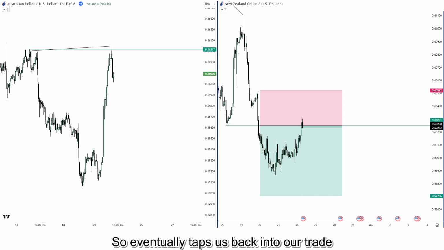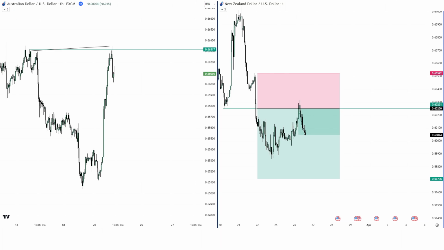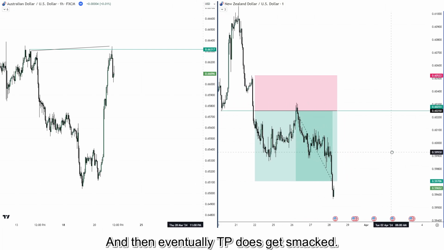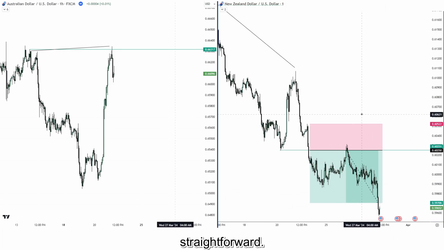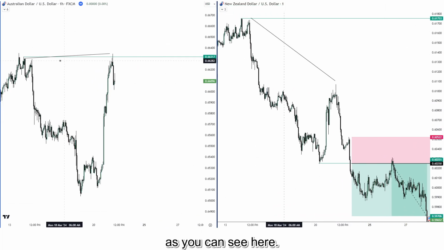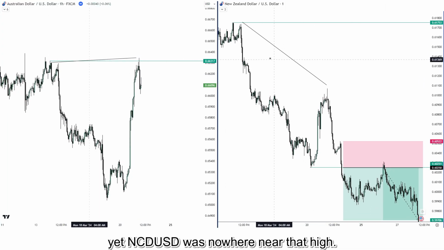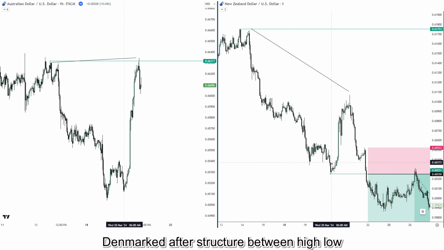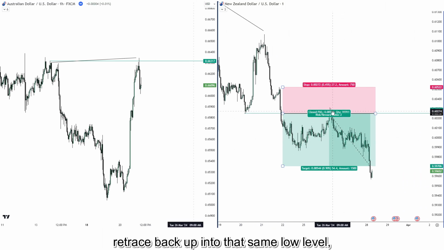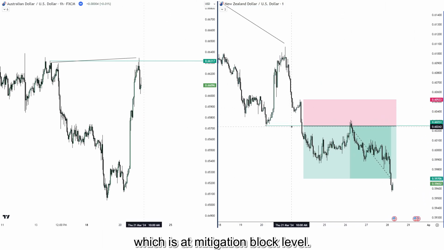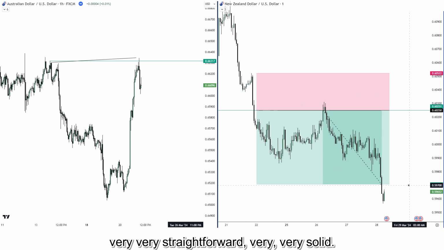So eventually price taps us back into our trade idea just like so. Very solid. Let's see how this goes. And then eventually TP does get smacked. Very solid, very straightforward. We had that SMT divergence. As you can see here, AUD USD took out that high, yet NZD USD was nowhere near that high. Then we marked out the structure between high, low, lower high, broke below that low level, and as we retrace back up into that same low level, which is that mitigation block level, we took our short for that 2-to-1 R. TP then gets hit. Very straightforward, very solid.